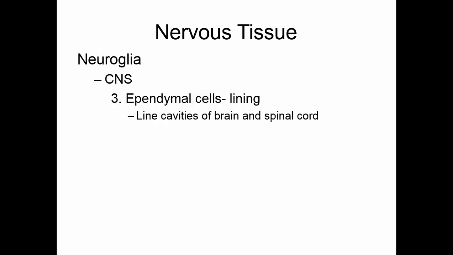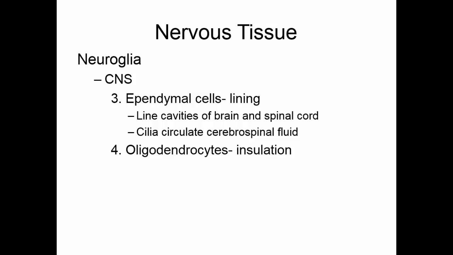The third type of glial cell found in the central nervous system is the ependymal cells. These cells line cavities of the brain and the spinal cord. The cerebrospinal fluid will be in these cavities, and the cilia on these cells help circulate the cerebrospinal fluid.